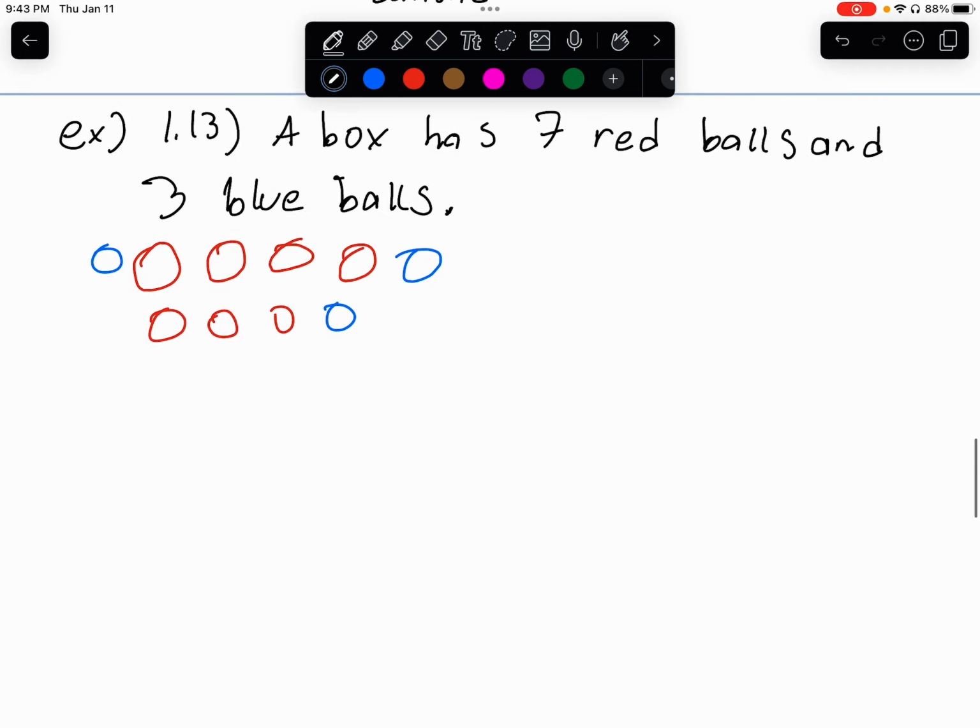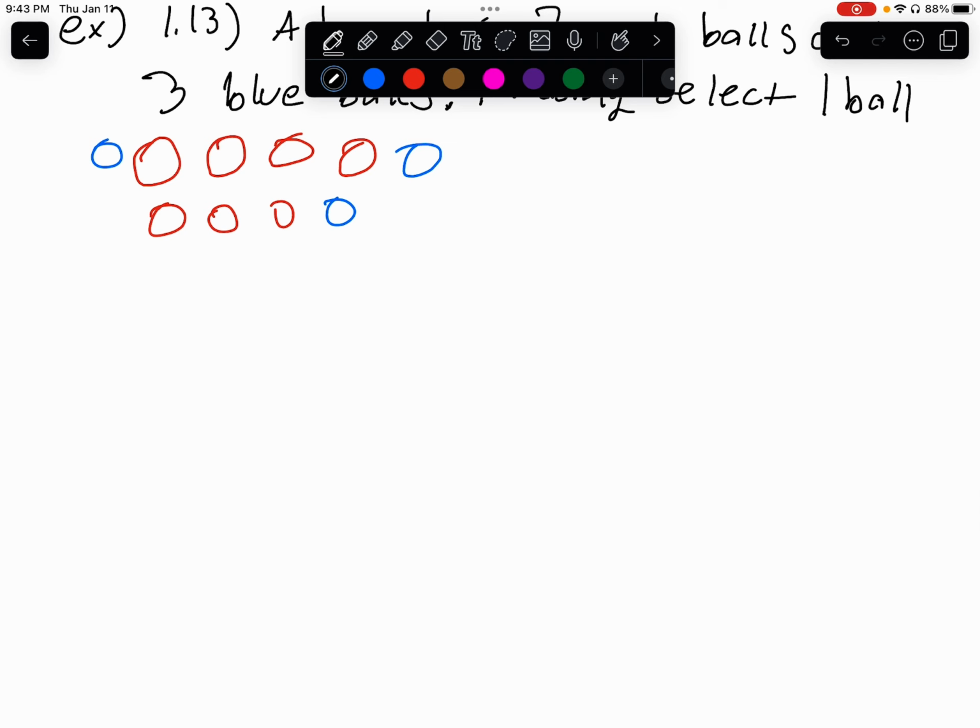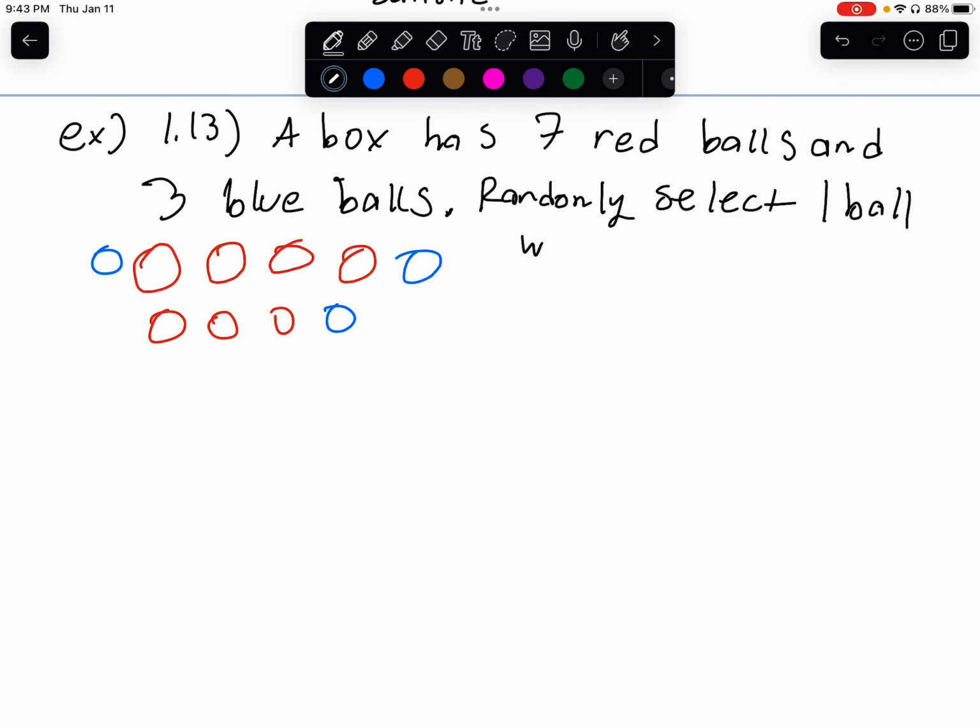So as we do this, we're going to randomly select one ball. As you randomly select one ball, the question is, what is more likely to occur? So this is the question we're going to answer. So this is our problem. A box has 10 balls, 7 red, 3 blue. When you randomly select one, what is more likely to occur?